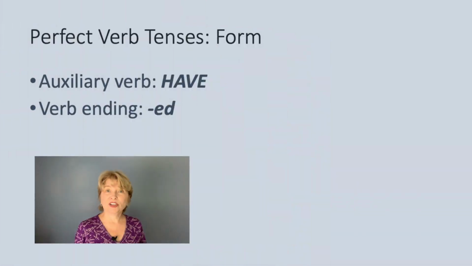Today's lesson is about the perfect verb tenses in present, past, and future. I'll start with how they're formed. The perfect tenses use have as the auxiliary and ed as the ending to the base verb. And by the way, this is called the past participle. Of course, with irregular verbs, you might not have ed, so you use whatever the past participle is.